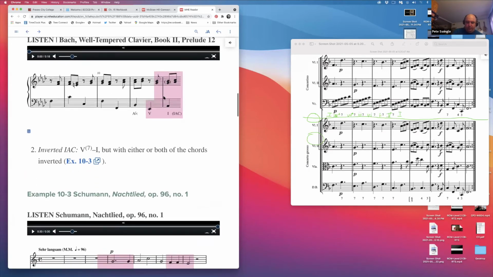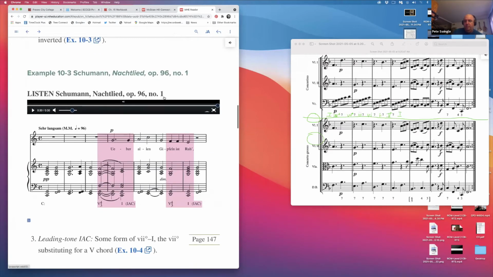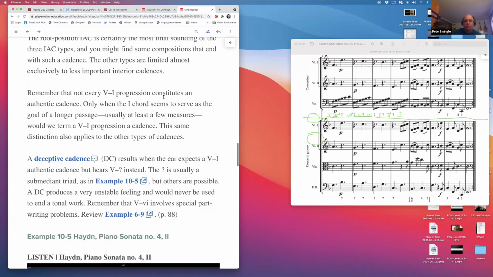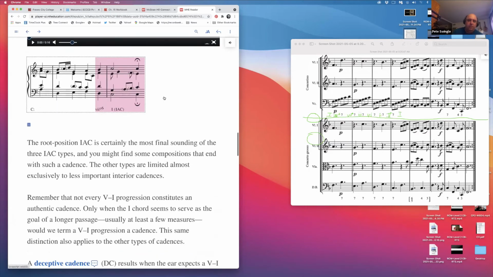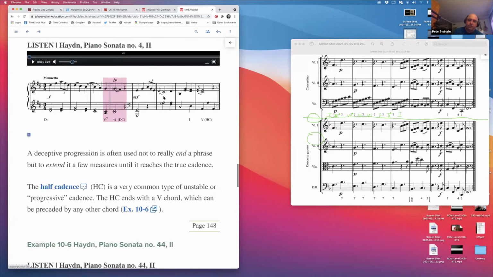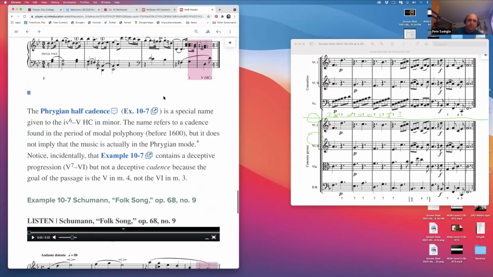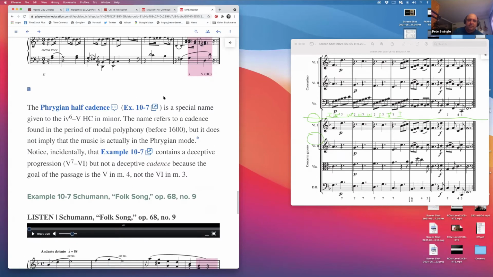Catherine, are you still confused? Okay. All right, Pete mentioned a Phrygian. We've got to find it. This is a Phrygian half cadence. This happens when we have a minor 4-6 going to major 5 in a minor key. Not talking about Phrygian mode. Something completely different, right?